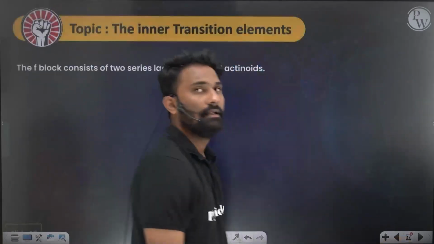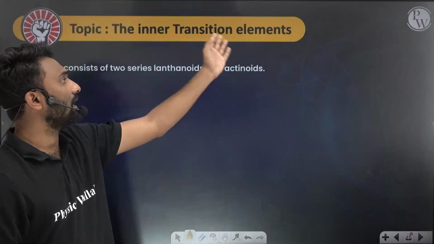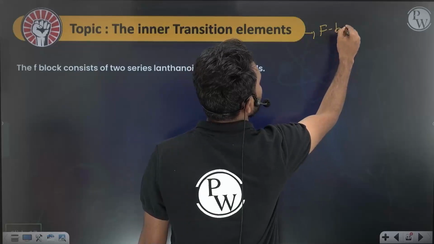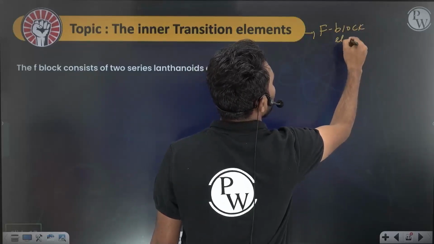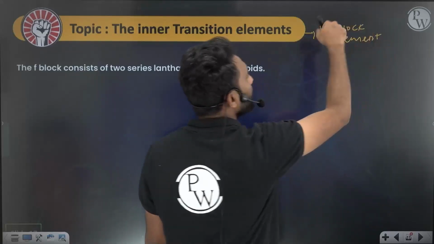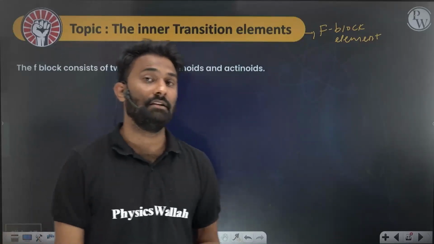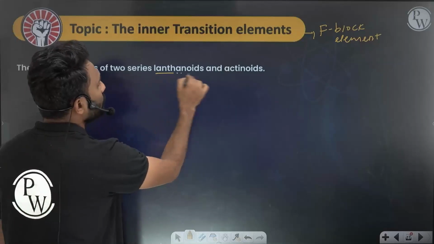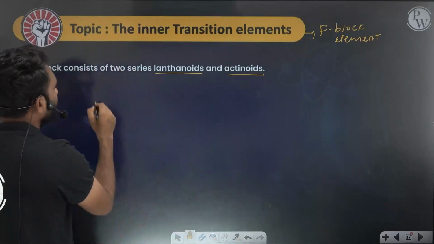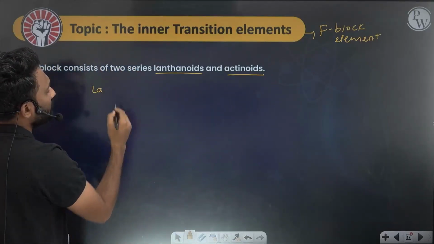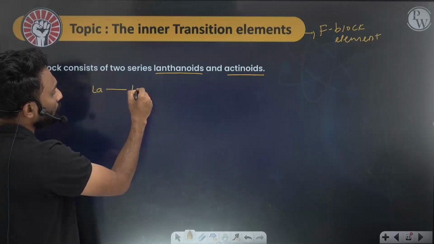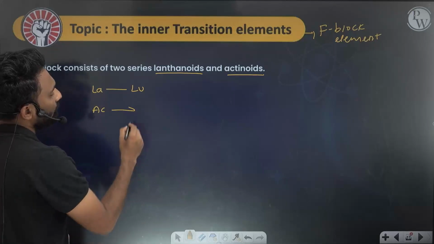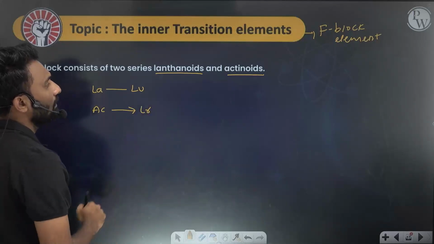Next, the inner transition elements, that is the F block elements, are called inner transition elements. Look here, F block elements consist of two series, lanthanides and actinides. Lanthanides start from lanthanum and end at lutetium. Actinides start from actinium and end at lawrencium.